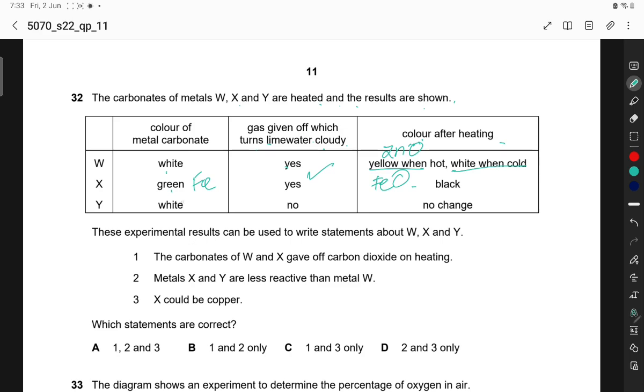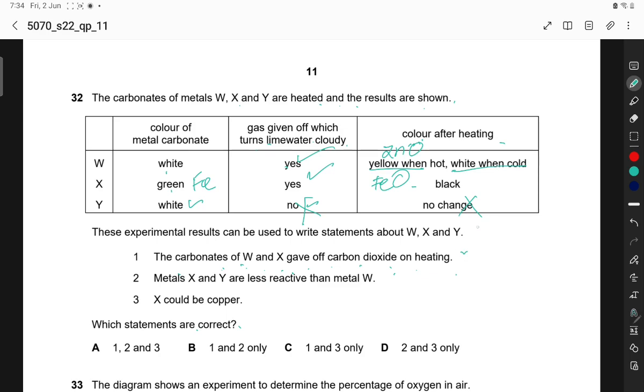The experiment results white, no change. Okay, which statements are correct? The carbonates of W and X give off carbon dioxide on heating. Yes, W and X give off carbon dioxide on heating.